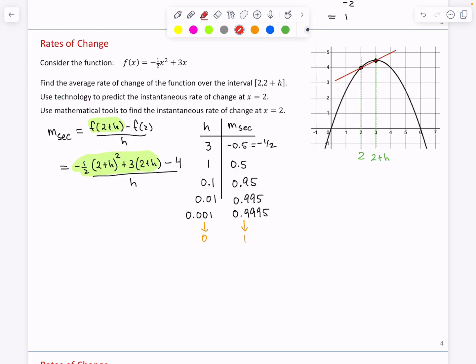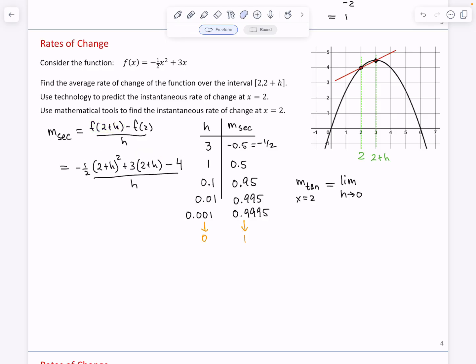And now, let's confirm this using mathematical tools to find the instantaneous rate of change when x is 2. So the slope of the tangent line when x is 2 can be found by doing a limit as h goes to 0 of this formula for the slope of the secant line. Now I can't just plug in h equals 0 because I'll have division by 0, so I have to algebraically manipulate this and factor so I can cancel that denominator h.